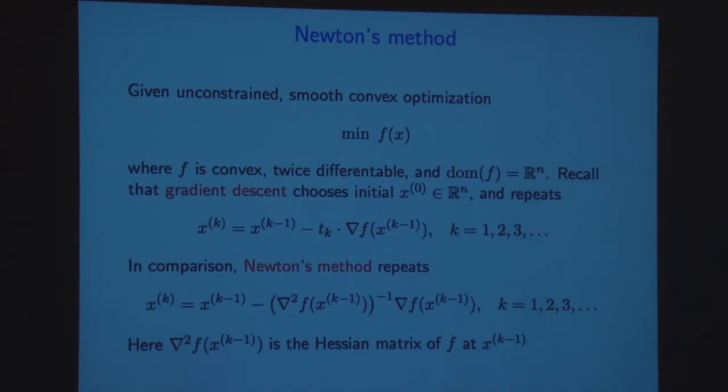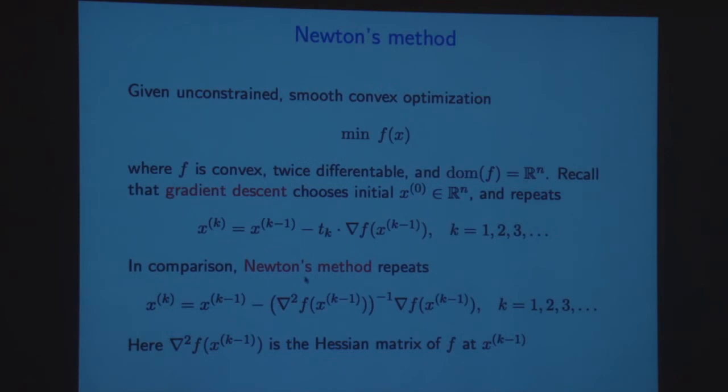In comparison, Newton's method, the one we're going to talk about today, repeats similar steps, but there's a crucial difference here. Instead of just moving in the direction of the negative gradient along some step size tk, we're going to move in the direction of the negative Hessian inverse of the gradient. So this is gotten by solving a linear system in the Hessian, right? We're going to solve the linear system: the Hessian of f at xk minus 1 times, say, v, we'll call the direction, v equals the gradient of f at xk minus 1. We'll solve for that direction, v, and then we'll move in that direction.